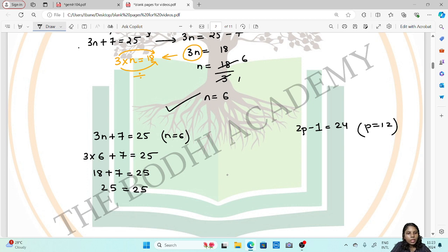Now let's look at this one. Here we have 2 into p, which is 12, minus 1 equals 24. So this will be what?